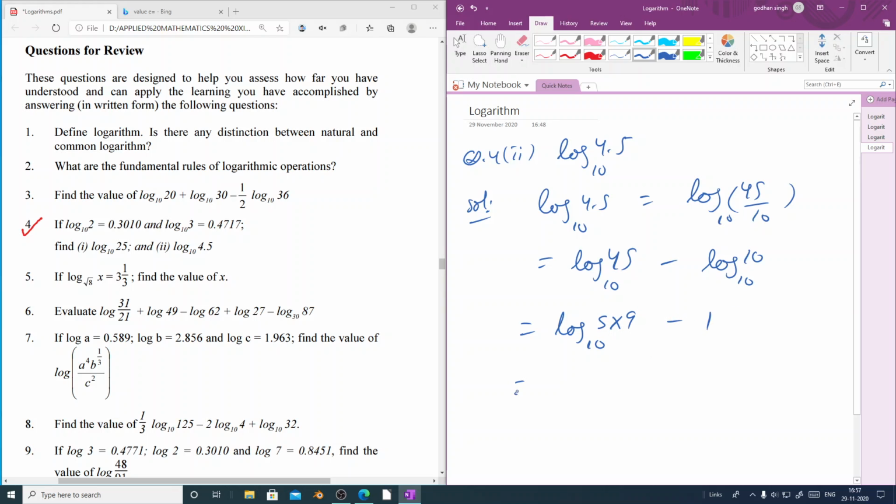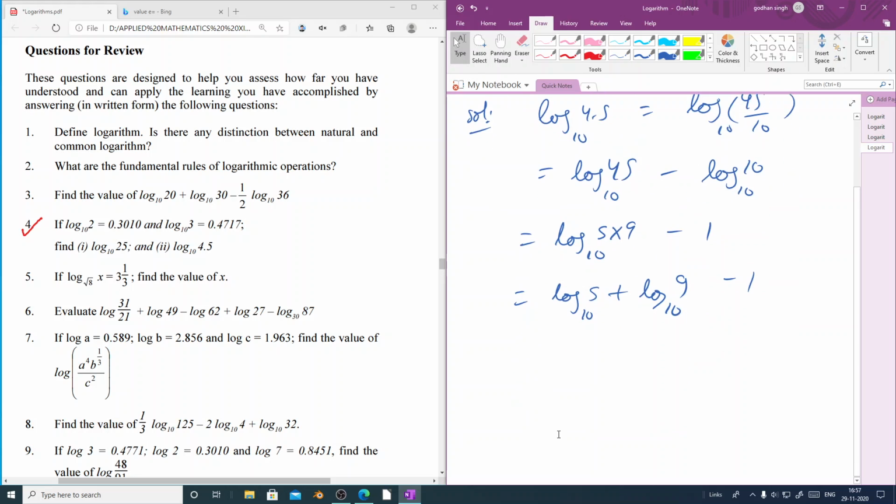Log 10 with base 10 is 1. Now we know that log a into b is log a plus log b, so we'll write this as log 5 plus log 9 with base 10, minus 1. Now this we can write as log 5 with base 10 plus log 3 square with base 10 minus 1. Now here the value of log 5 is not given. If we add log 2 and log 3 together, it is not equal to log 5.